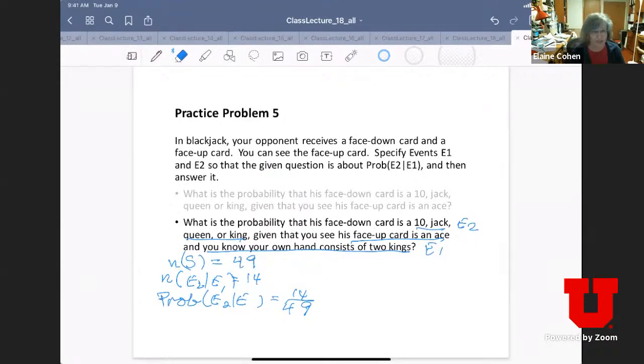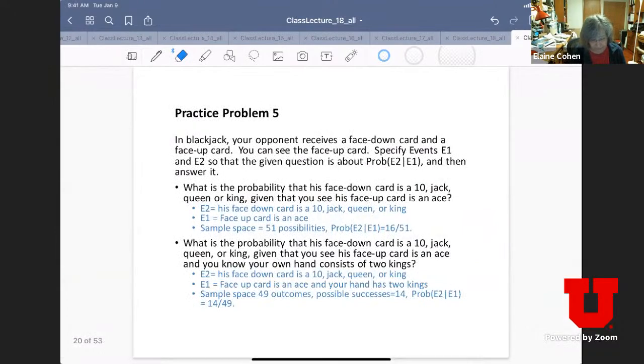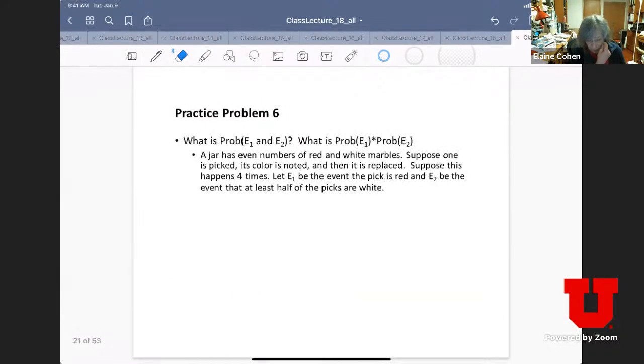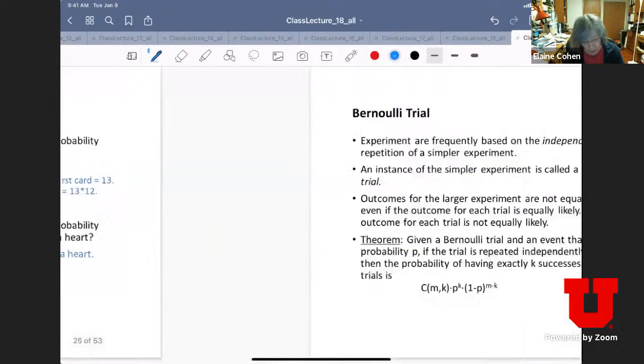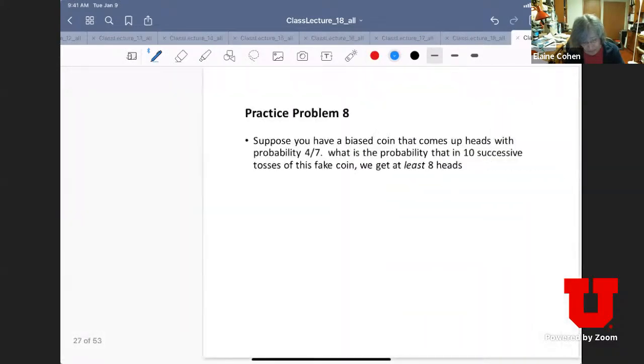That's called conditional probability. Okay. I want to move on, and I will come back and do, we're going to mark problem 6 and come back. I want to move on and talk about a new idea and then come back to it.